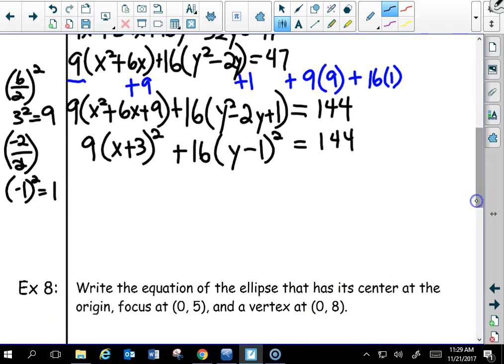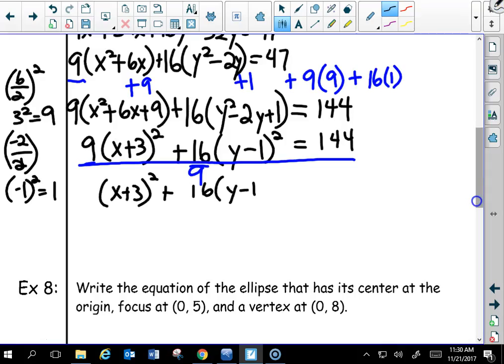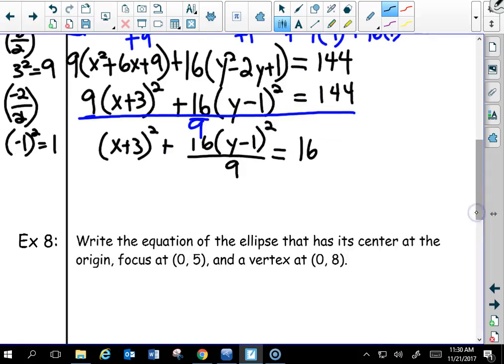Last thing I have to do is get rid of these two multipliers in front of my x squared and y squared binomials. So what I'm going to do is just divide the whole darn thing by 9. And that gives me x plus 3 squared plus 16 times y minus 1 squared over 9. And 144 divided by 9, turns out it's 16. Super convenient number, because the next thing I'm going to do is divide everything by 16 so I can get rid of that multiplier.